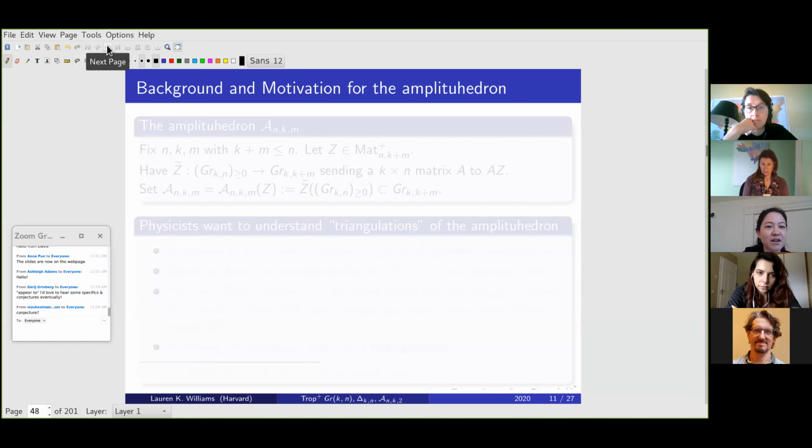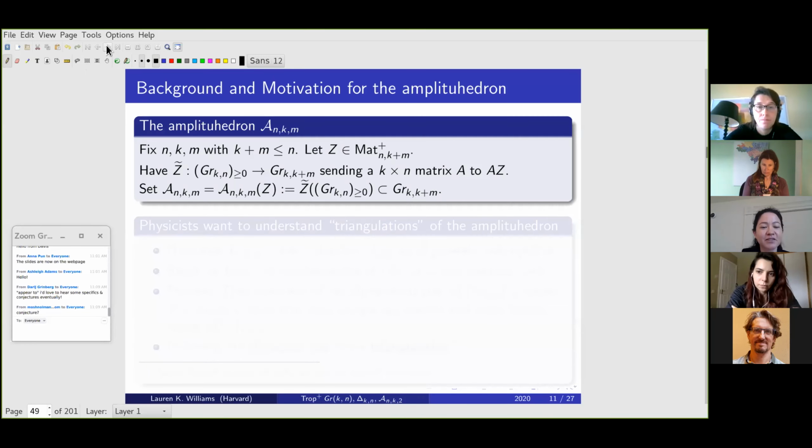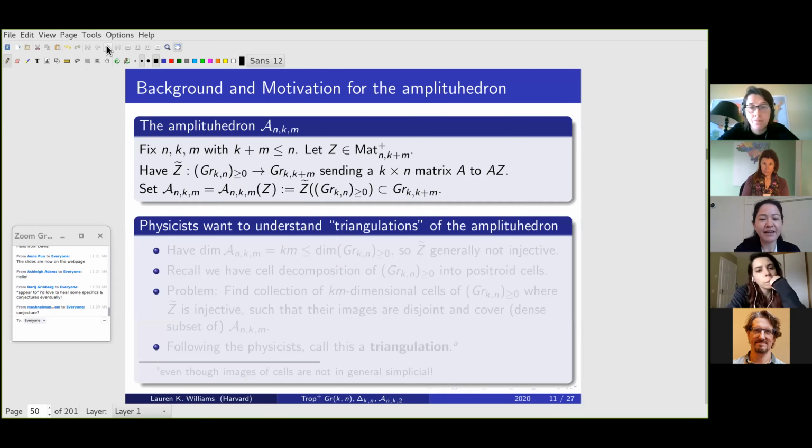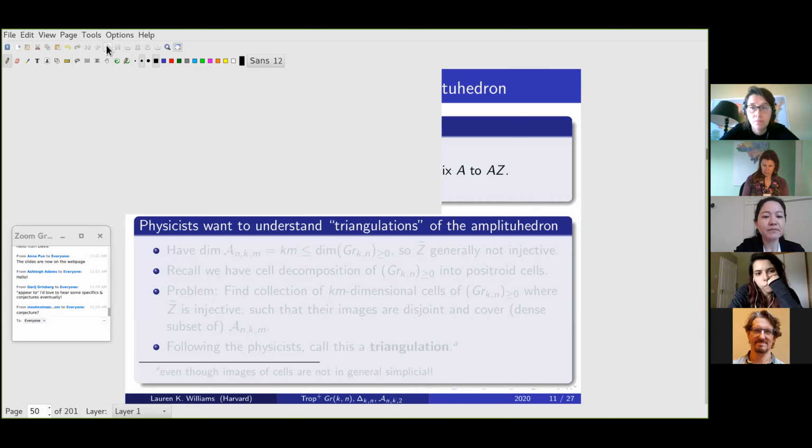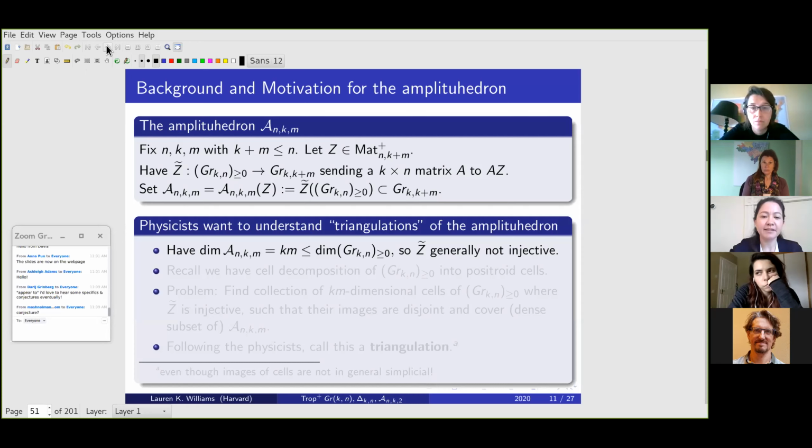Okay, so here again is a review of the definition of the amplituhedron at the top. And now I want to talk about what physicists call triangulations of the amplituhedron. First of all, the dimension of the amplituhedron is k times m, but this is in general smaller than the dimension of the Grassmannian that the amplituhedron is the image of. So in general, Z tilde, which is the map defining the amplituhedron, is not injective. It's a highly surjective map.